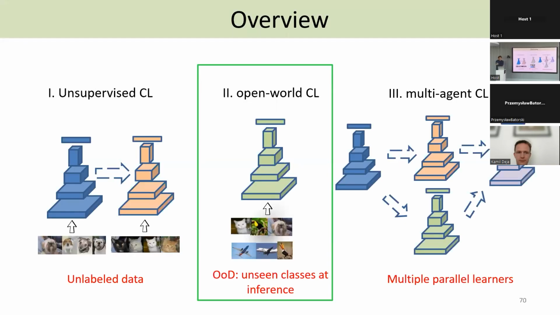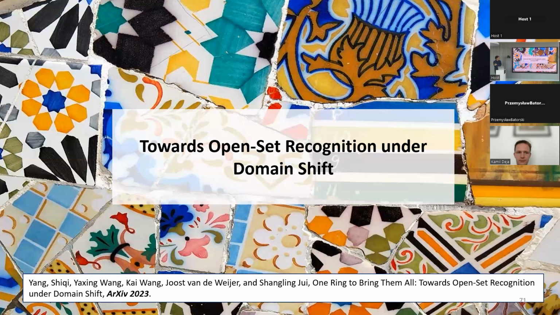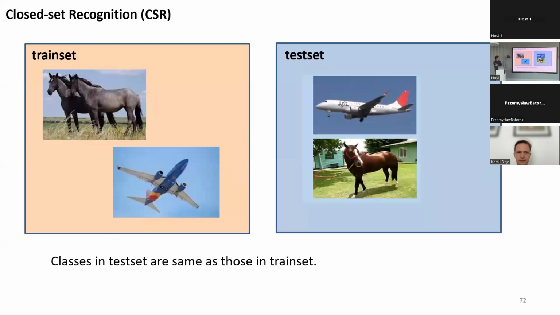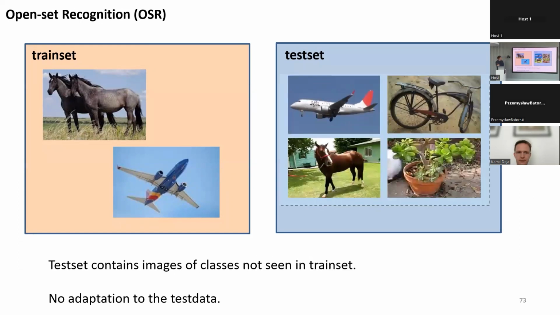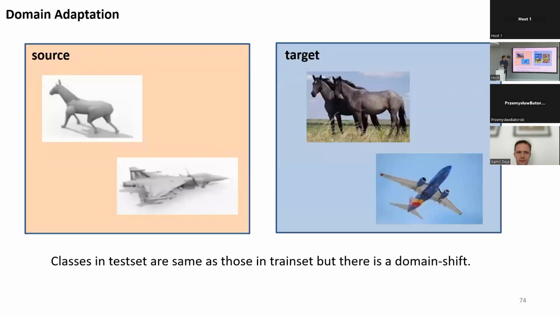I now want to go to the open world setting. So here at test time, you will see classes you haven't seen during the training time. The standard setup is this one. Here you have a train set with some classes and the test set with the same classes. This is open world. So you have different classes in the test set which you haven't seen in the train set. The task of your algorithm is to say unknown. I don't know this class.